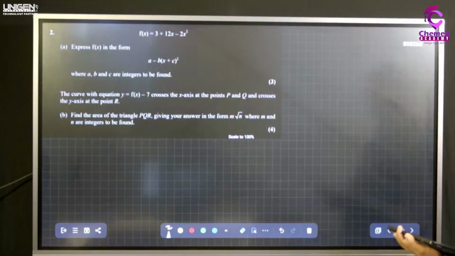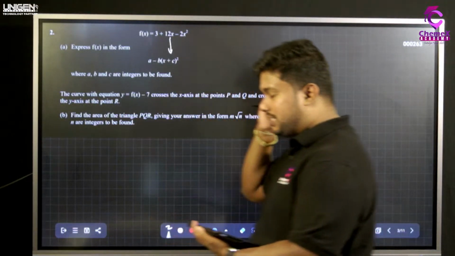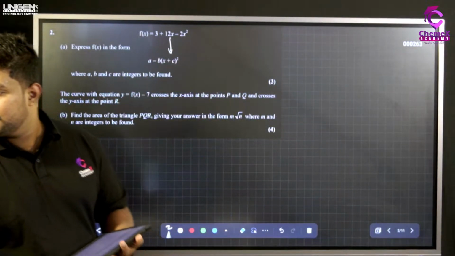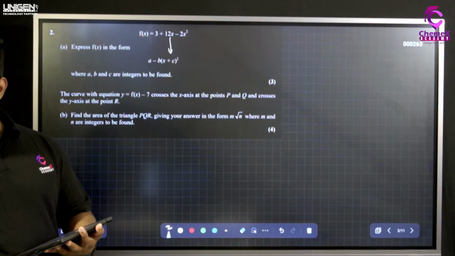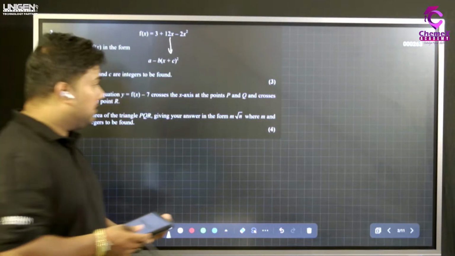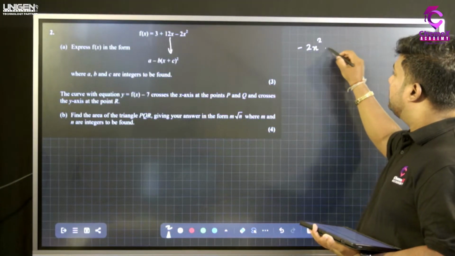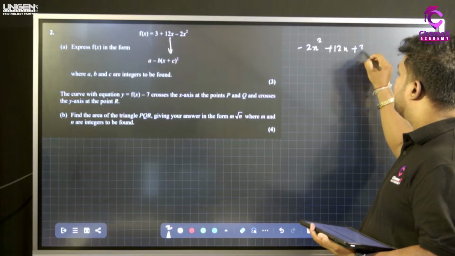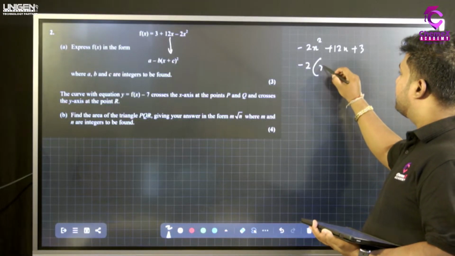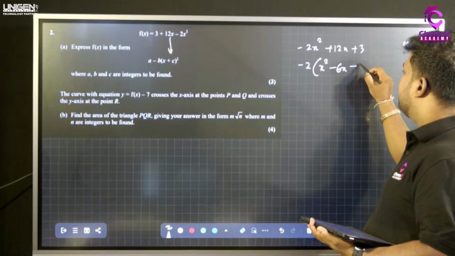All right. Second question. What are they asking? They are asking to write it in completed square format. So I'll just take the 2x squared out, plus 12x plus 3. The same thing you have. So you take the minus 2 out. x squared minus 6x minus 3 over 2.